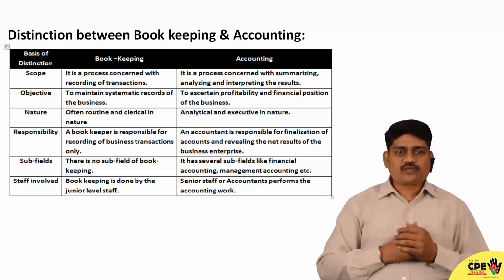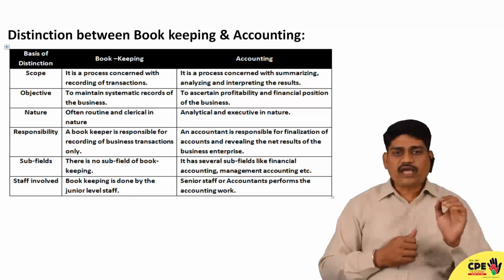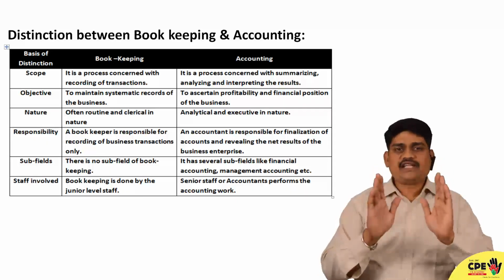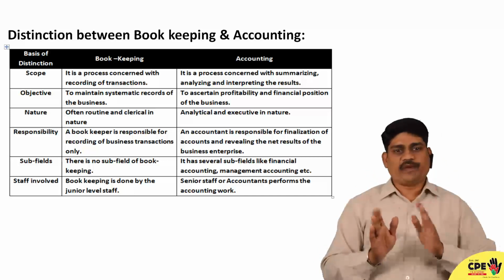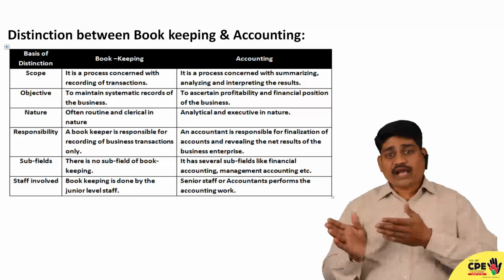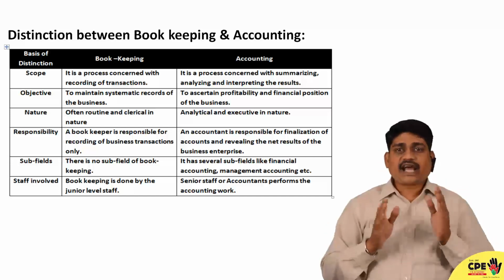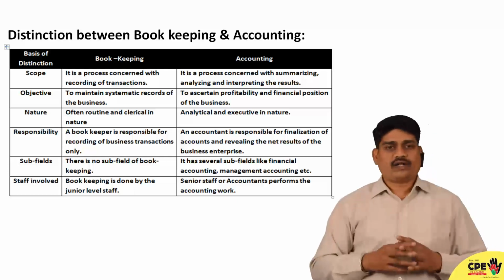And the last one, staff involved. The bookkeeping will be done by the junior level staff. Means junior staff will perform bookkeeping tasks. Coming to accounting, senior staff, senior accountants will perform accounting work and all.